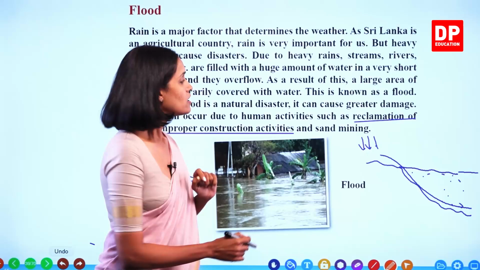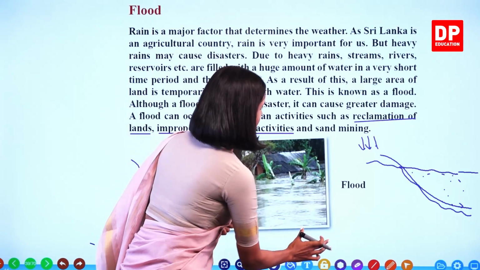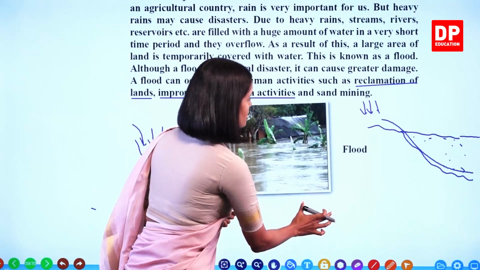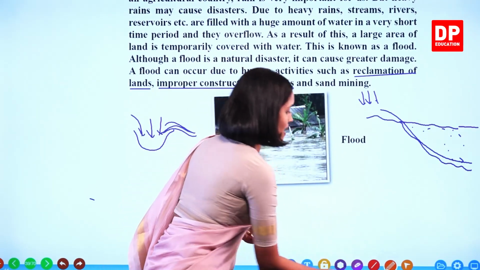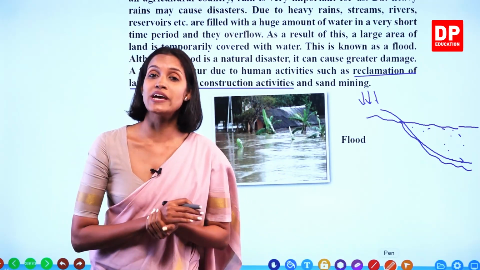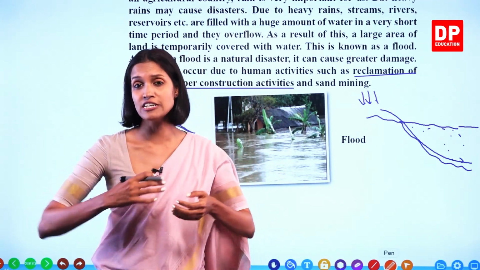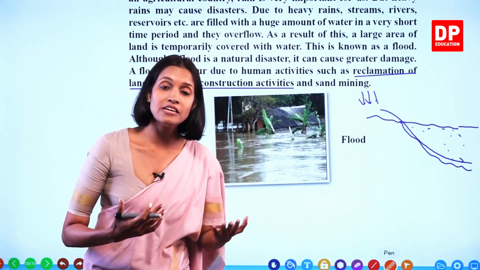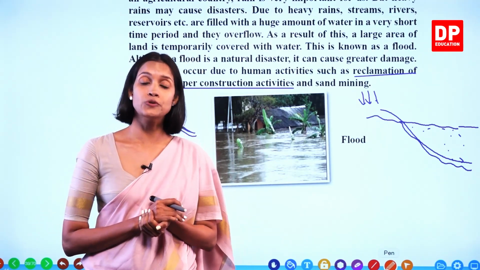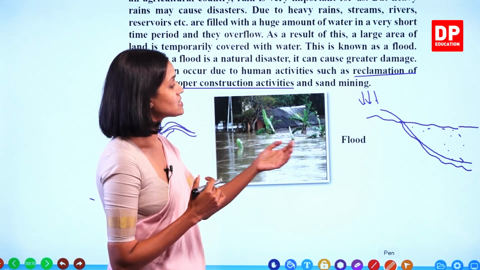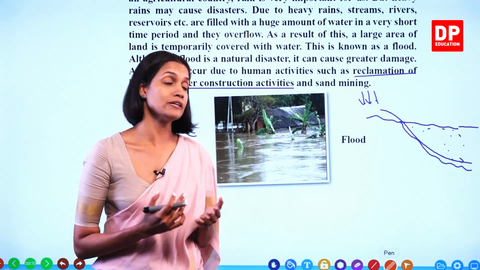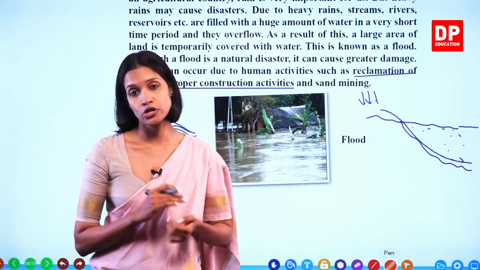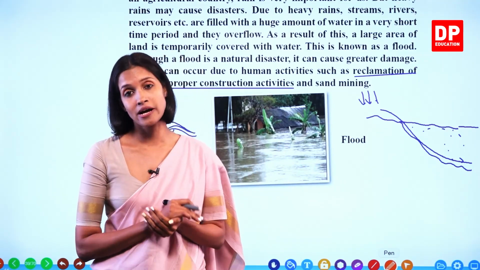Sand mining. What is the harmful effect of sand mining, children? Now see, sometimes people have to collect sand, and this is known as sand mining, from the rivers for construction purposes. To make buildings, to make roads, we have to use sand. So where do we get the sand from? Most of the time people get it from the river bottoms, and this is known as sand mining.